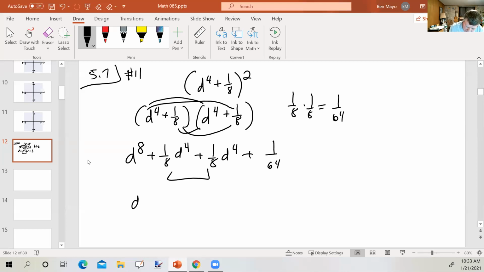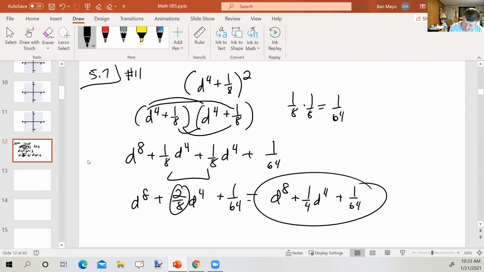Combining like terms, we get d to the 8th plus 1/8 plus 1/8, which would be 2/8 d to the fourth, plus 1/64. However, we can reduce this fraction to 1/4 d to the fourth. So our final answer is d to the 8th power plus 1/4 d to the fourth, or you could also write 1/4 d to the fourth as d to the fourth over 4, same thing, plus 1/64. Any questions on that before we go on to another one?